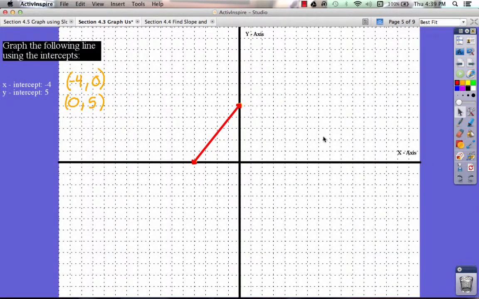And we have our graph. That's how you graph using x and y intercepts.